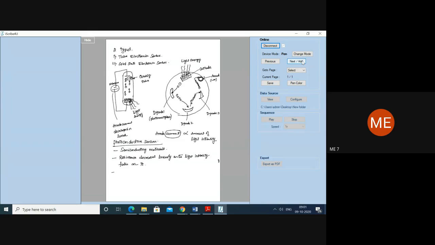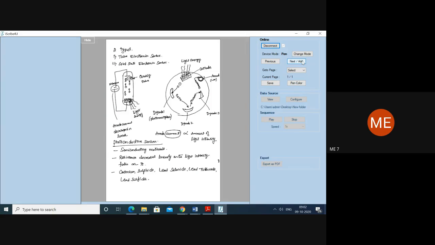Now, the materials that we are going to use in the photoconductive sensors are cadmium sulfide, lead selenide, lead telluride, and then lead sulfide. These are the materials we are going to use for the photoconductive sensors.